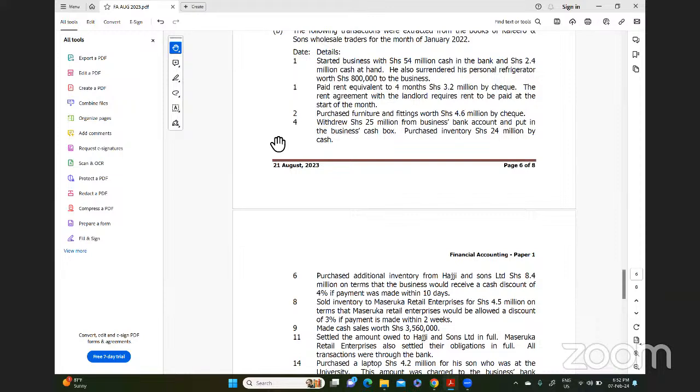Transaction number 1. Started business with 54 million cash in the bank, 2.4 million cash at hand, full stop. He also surrendered his personal refrigerator worth shillings 800,000 to the business on the same date. On the same what? On the same date.